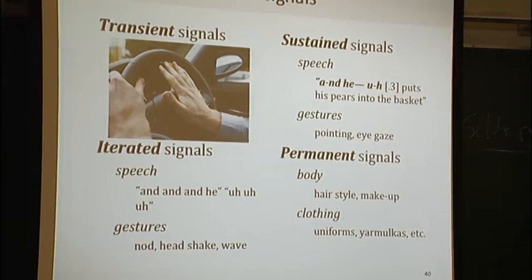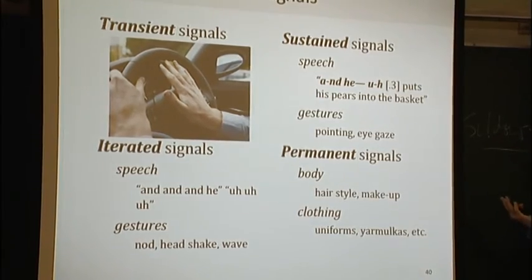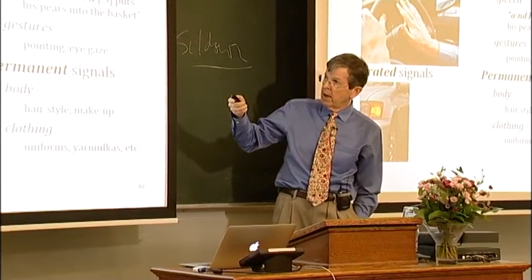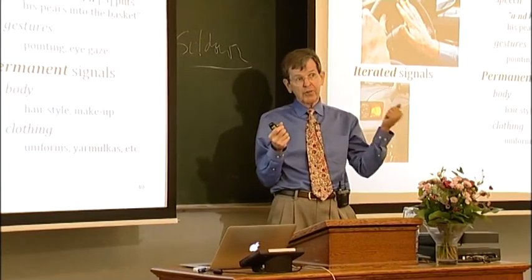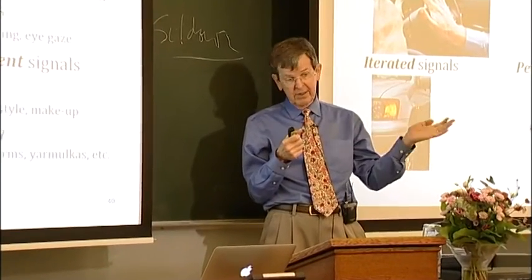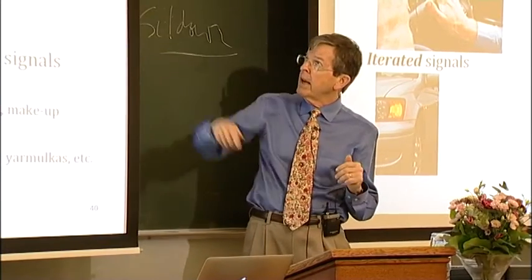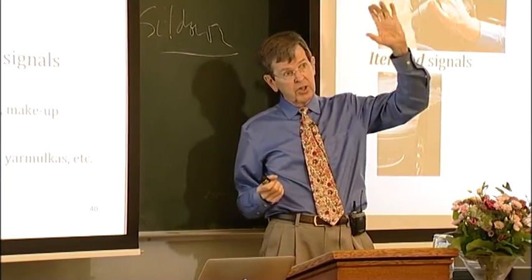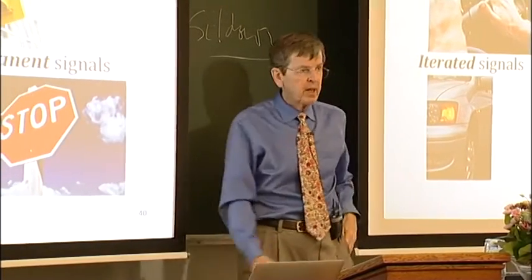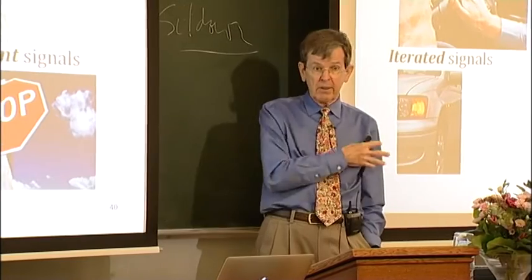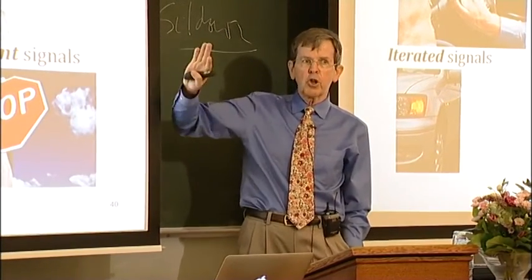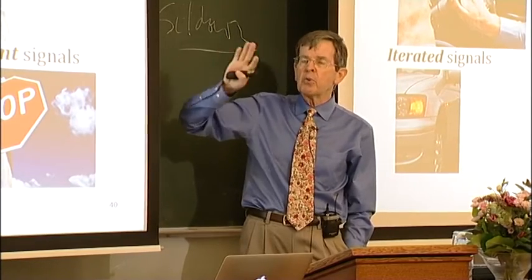Anyway, the real analogy you can see is on the road. So honking is transient. Iterated signals are like the left turn signal on your car. It sits there and blinks and blinks until it stops. And sustained signals are things like a red light. It's sustained until it turns green and then you go. A stop sign is just permanently there. It is there and you get up to it and you have to stop. And all of these are interpreted in different ways, really different ways.